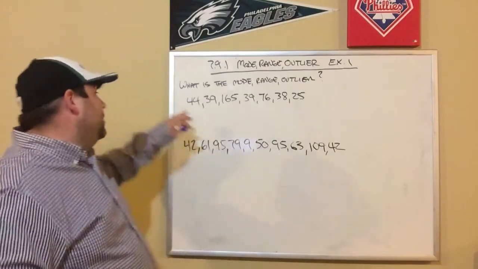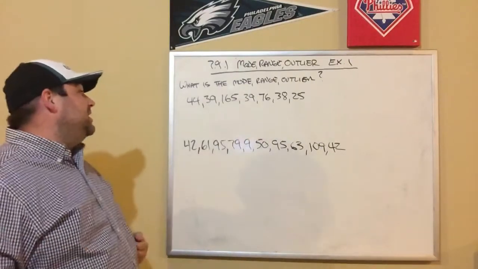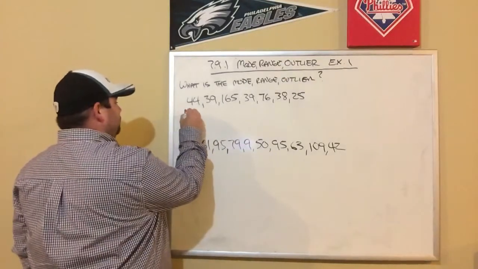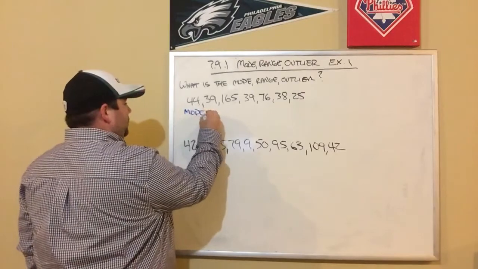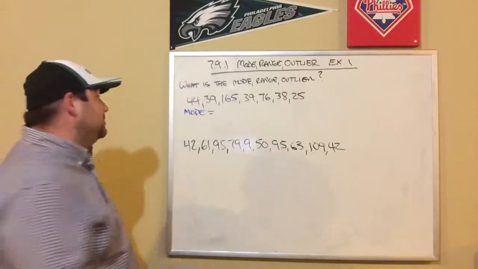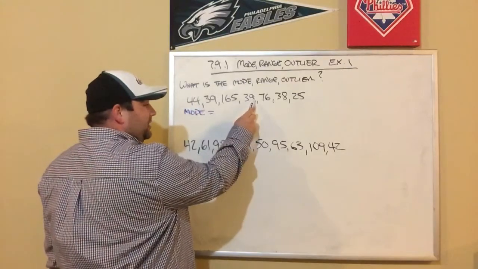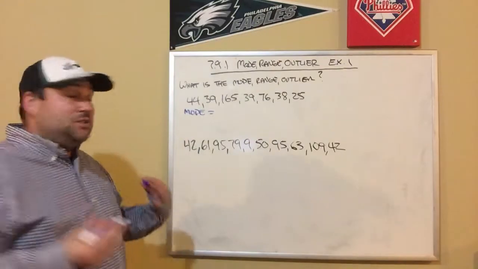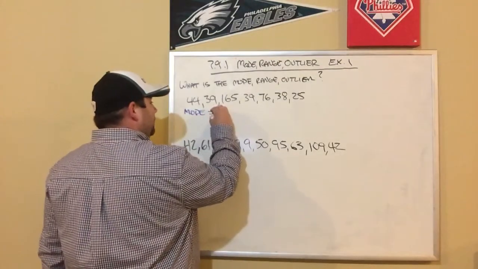All right, so we got some numbers here. We got some data, and we're asked to find the mode, range, and outlier. So we're going to start with the mode. The mode, so we're just looking, and we're trying to find the number that appears the most. I can see I got two 39s. I don't have any other number that repeats, so 39 is the mode.